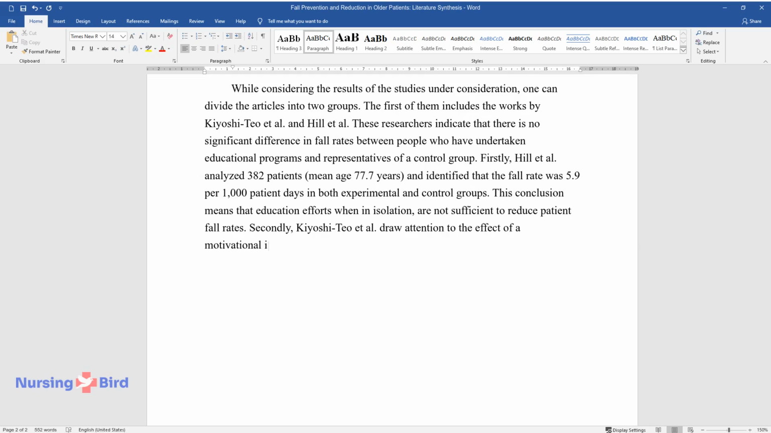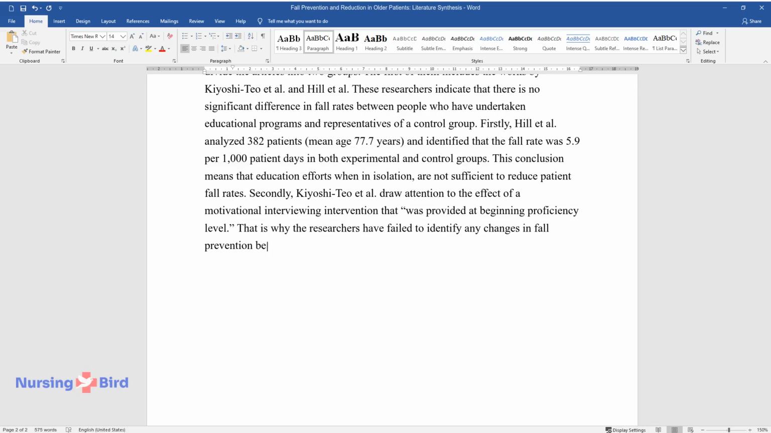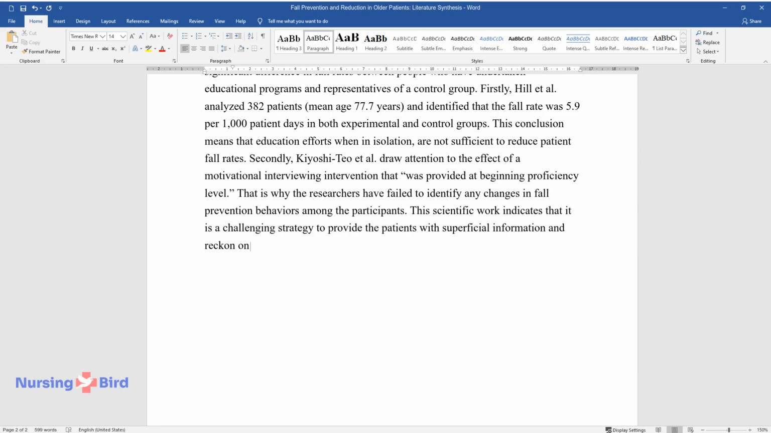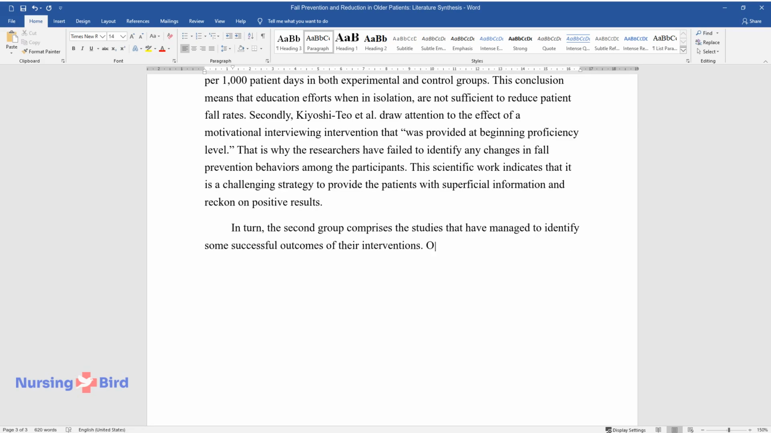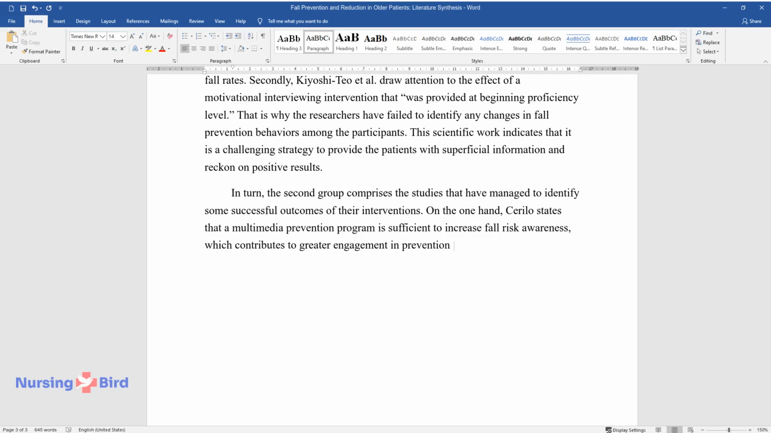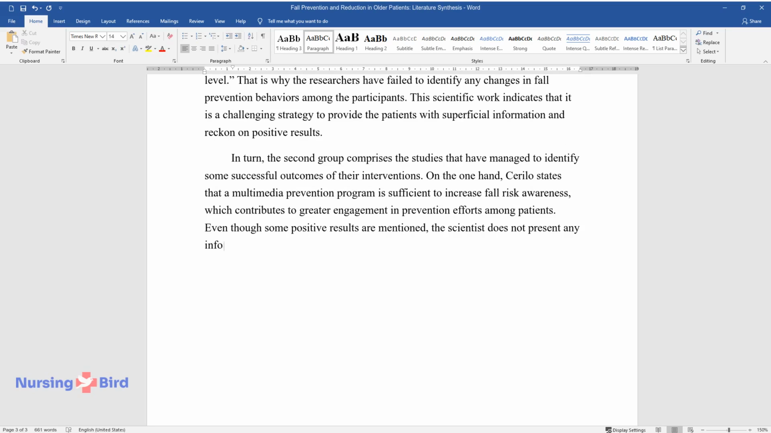Secondly, Kiyoshi-Teo et al. draw attention to the effect of a motivational interviewing intervention that was provided at beginning proficiency level. That is why the researchers have failed to identify any changes in fall prevention behaviors among the participants. This scientific work indicates that it is a challenging strategy to provide the patients with superficial information and reckon on positive results. In turn, the second group comprises the studies that have managed to identify some successful outcomes of their interventions. On the one hand, Cerilo states that a multimedia prevention program is sufficient to increase fall risk awareness, which contributes to greater engagement in prevention efforts among patients.